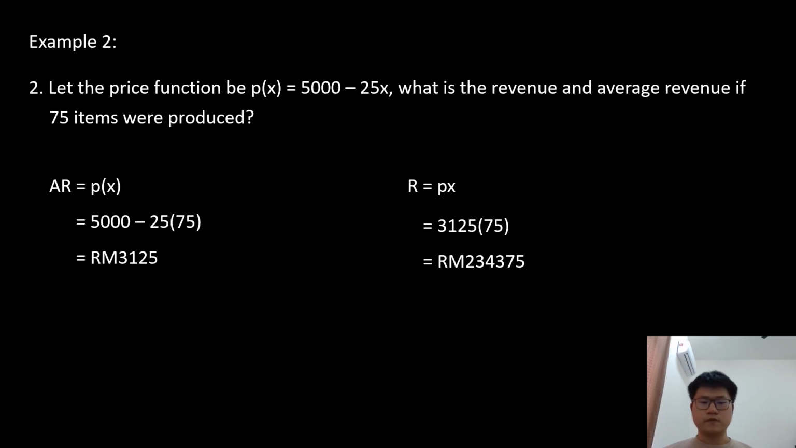In this example, let the price function be 5,000 minus 25x. What is the revenue and average revenue if 75 items were produced? As we said just now, the average revenue function is just the price function. So just substitute 75 items into the price function and get RM 3125. And the total revenue is just the multiplication of the number of items and the price. So we just multiply them and get the total revenue.